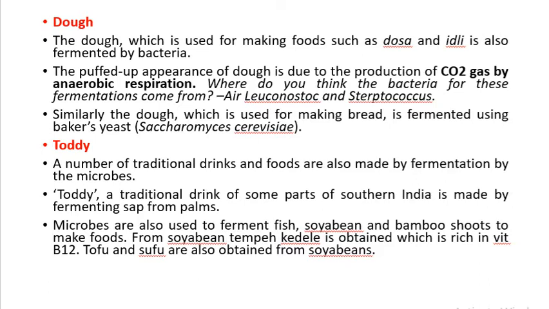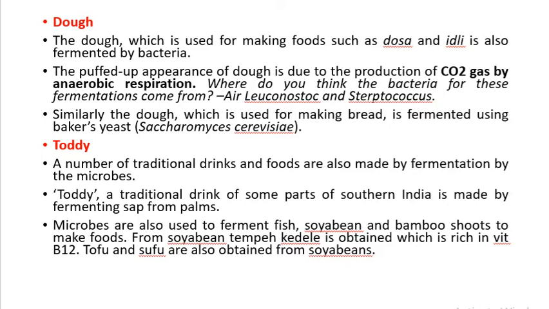Similarly, the dough which is used for making bread is fermented by baker's yeast. So, we use baker's yeast for the fermentation of dough for bread. The botanical name is Saccharomyces cerevisiae. So this Saccharomyces cerevisiae, baker's yeast, is used for making dough for bread. Now, as we have seen, bacteria are useful in making dough for dosa and idli, and also for making bread.